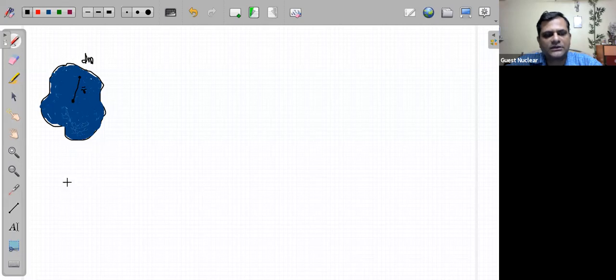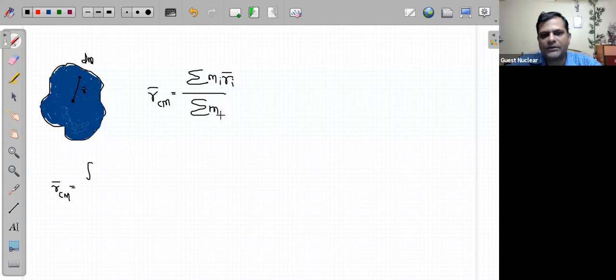So in that case, the position vector of center of mass, that is r cm bar, can be obtained by integration. Where there was a summation, integration is going to come in its place. Our formula, which we just derived, is in this way: r cm bar is equal to summation of mi into ri bar, correct, and that is divided by summation of mi. This is the formula we got.